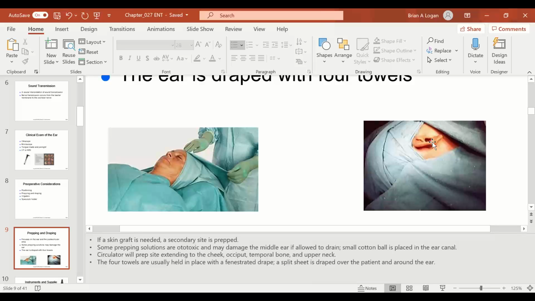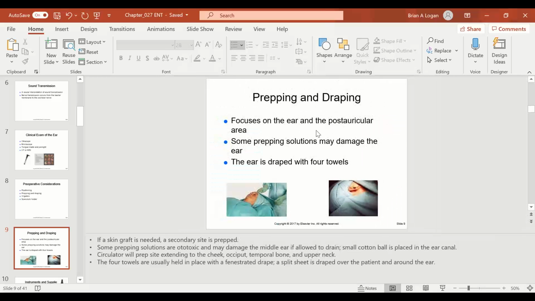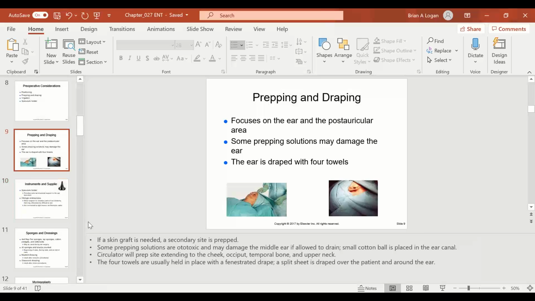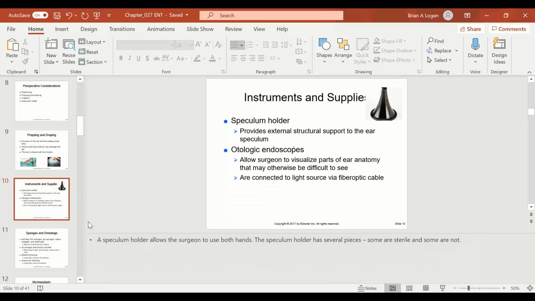in the ear canal just in case any betadine gets there. The cotton ball will soak it up before it gets into the eardrum. Yes, there we go. This here is an example of an ear speculum.